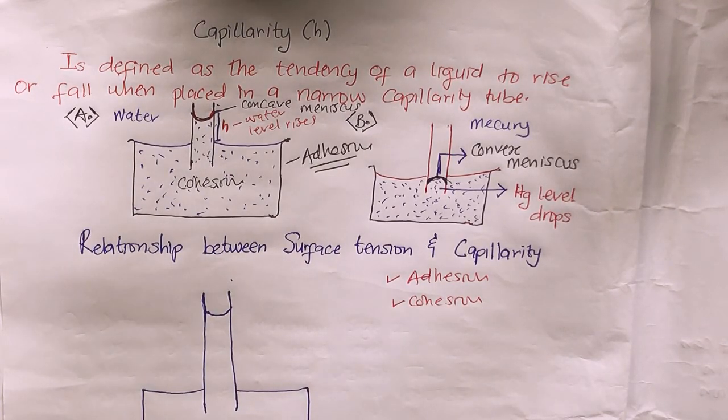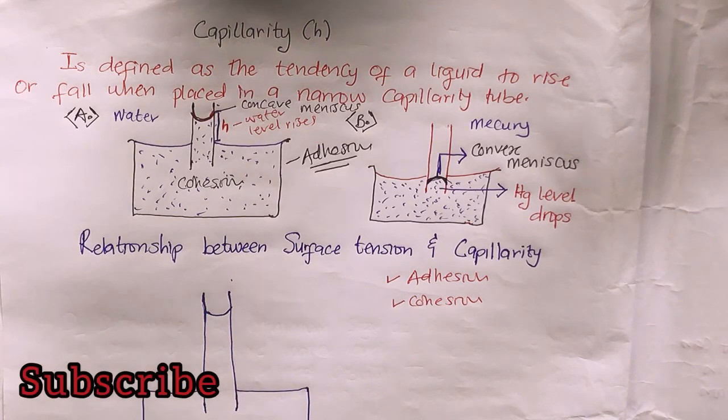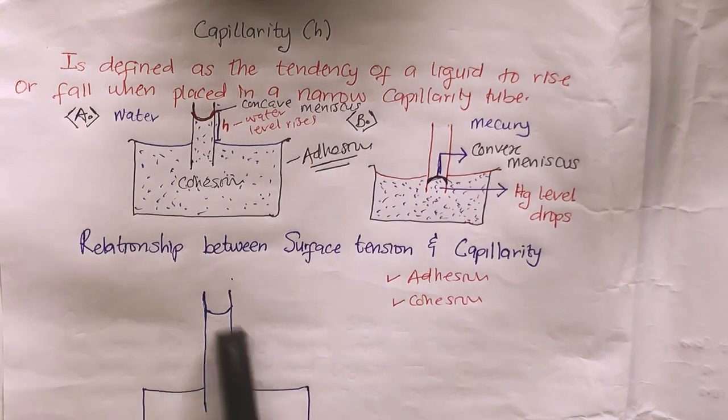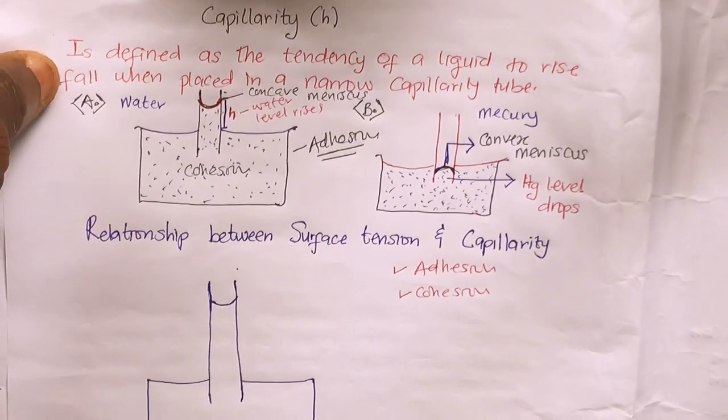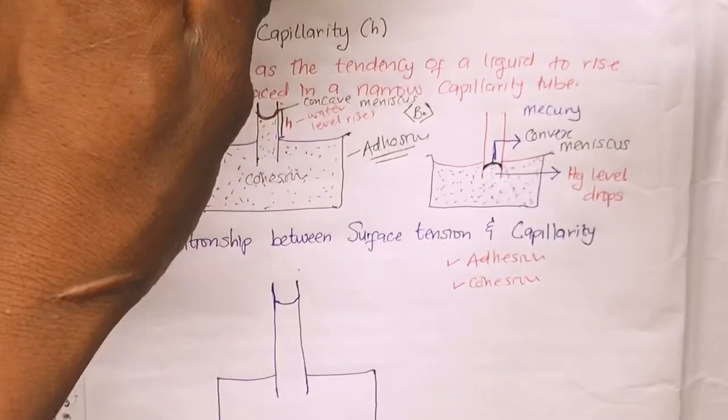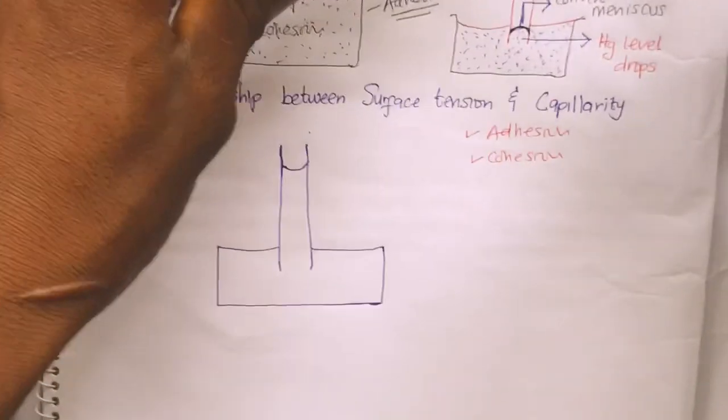Checking the relationship between surface tension and capillarity. If you look at this very well, I have explained what is meant by adhesion and what is meant by cohesion. Looking at this very well, here I'm having a capillarity tube, right? This is my capillarity tube. If you guys are seeing this like this, okay, let's go like this. This is a capillarity tube.